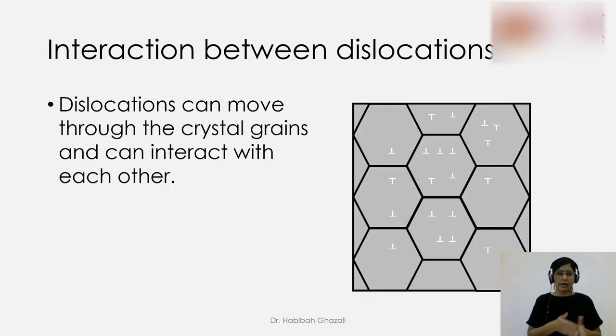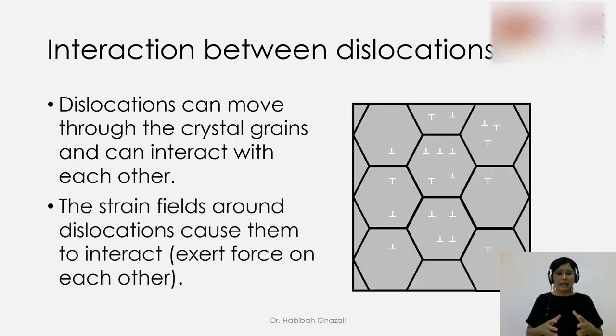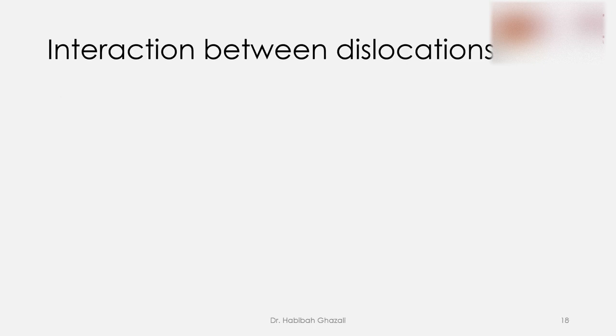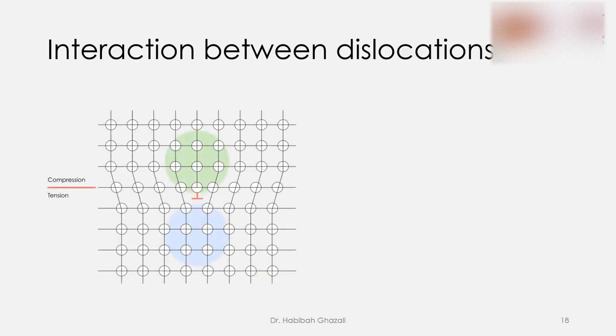So dislocations can move through crystal grains and interact with one another. The strain field around a dislocation will cause them to interact or exert force on each other. So if I bring back the schematic of the edge dislocation, we said that an edge dislocation is a defect that has been introduced by an introduction of this extra half plane to an otherwise perfect crystal.